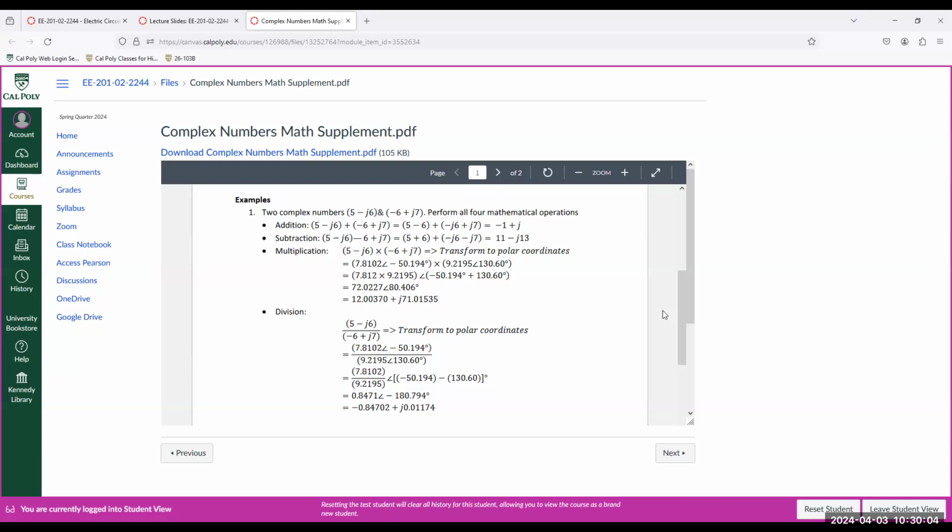What does I note? Current. I notes current in electrical engineering. Hence, we use J. So complex numbers in electrical engineering are represented, or the imaginary number is represented by the letter J, lowercase j. Okay, so if you see J in here, that's what it is representing.